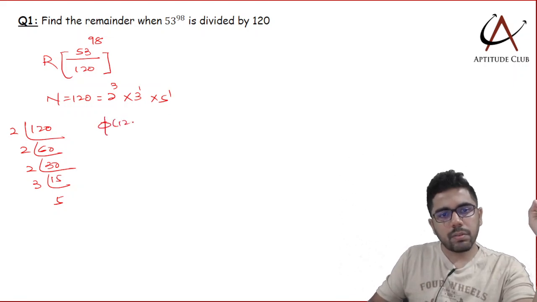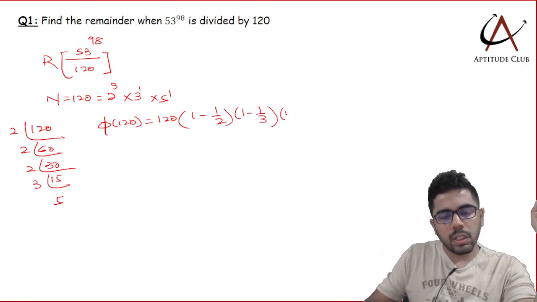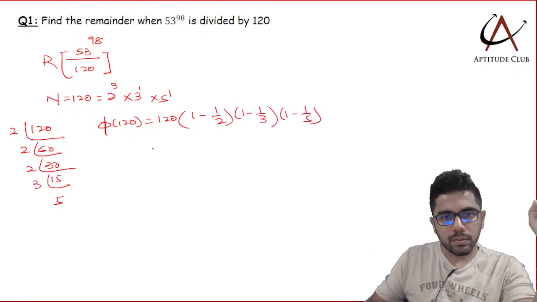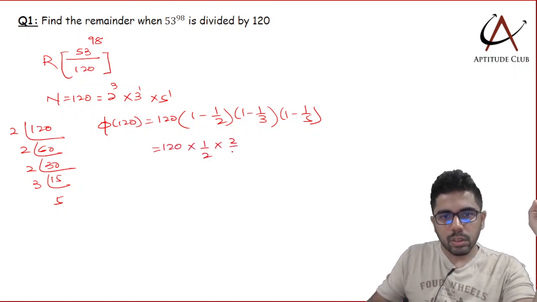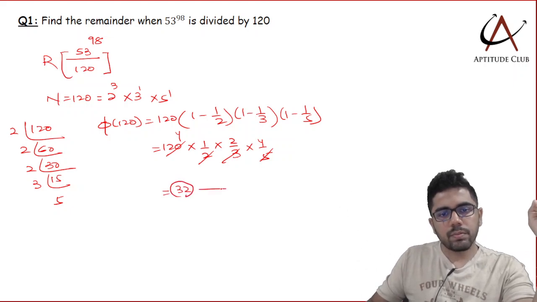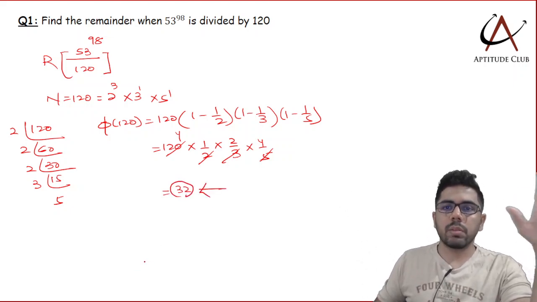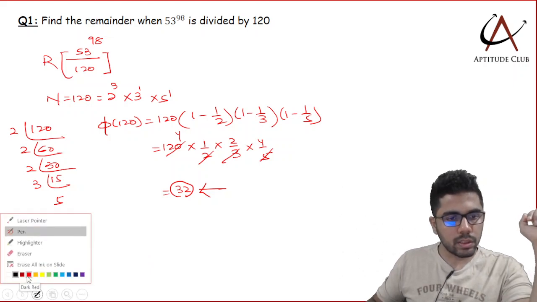And then next step is find phi of 120. 120 into 1 minus 1 by 2, 1 minus 1 by 3 and 1 minus 1 by 5. So you get 120 into 1 by 2 into 2 by 3 into 4 by 5. 3 5s are 15, 120 divided by 15 is 8, 8 into 4, so you get 32. So when the power is 32, the remainder will be 1. Then accordingly you expand this.